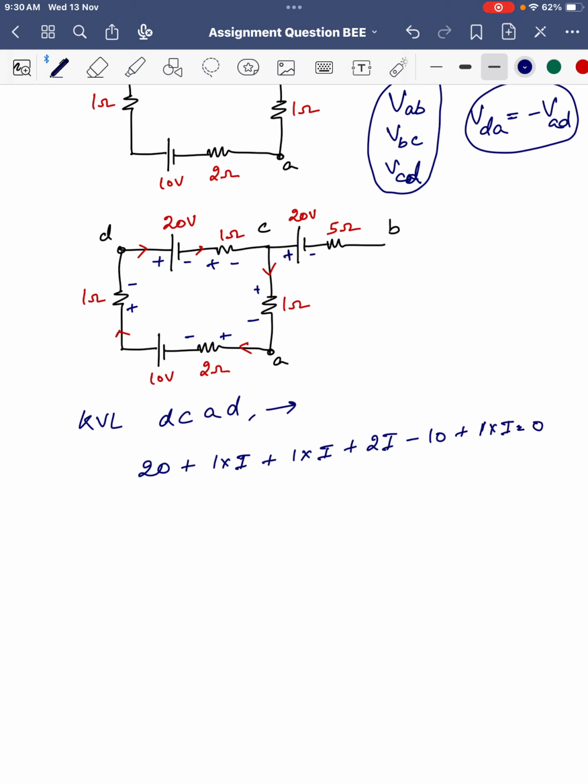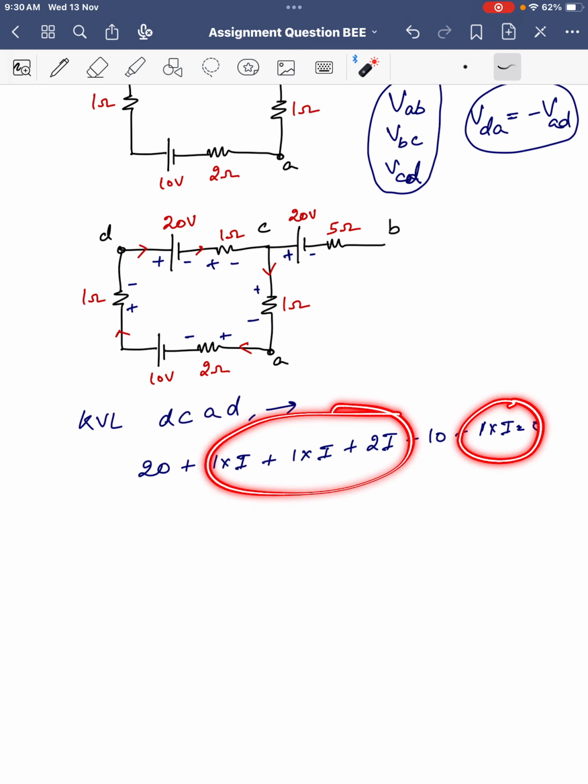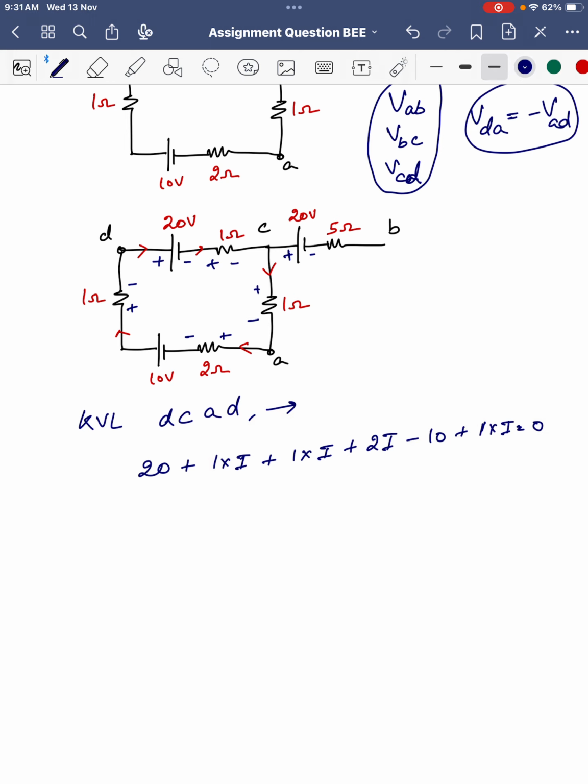I can quickly write that this is all 2 plus 1 plus 1, for this 4, and this one 5. So I can write 5I plus 10 is equals to 0. So I is equal to minus 2 ampere. So current is now known to us. Now we will just find out the value of which is asked.